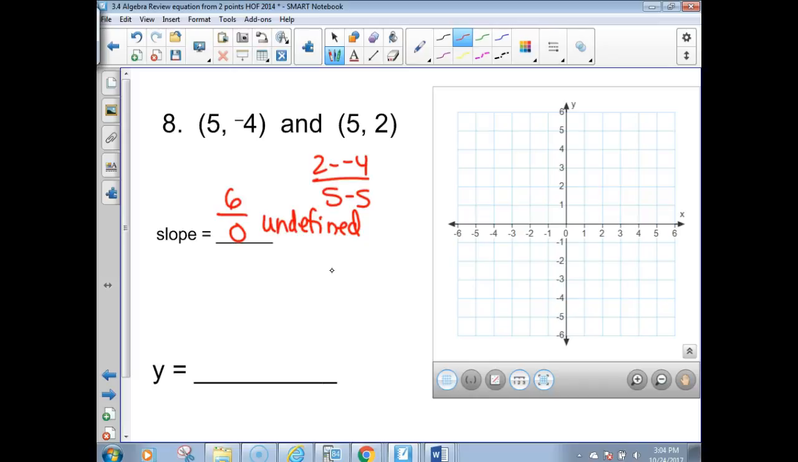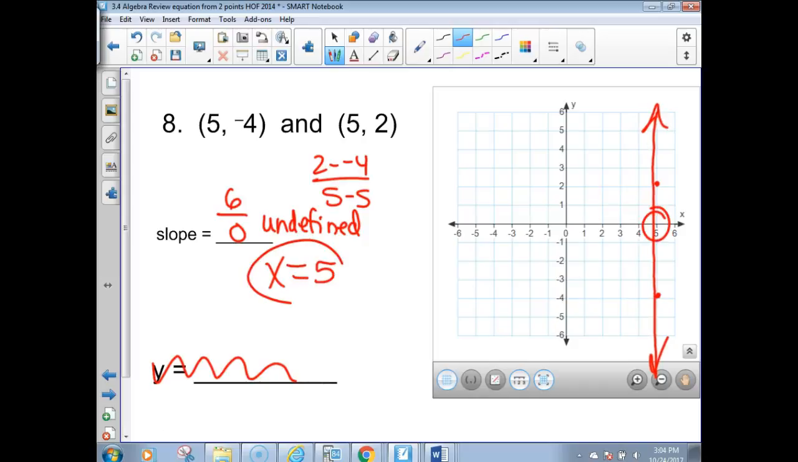Now, what kind of line is it? You can't write it in y equals form. It's vertical because if you go to 5, -4, and 5, 2, and draw a line, that's what you get. So that's the line x equals 5. That's its equation. It's a vertical line.